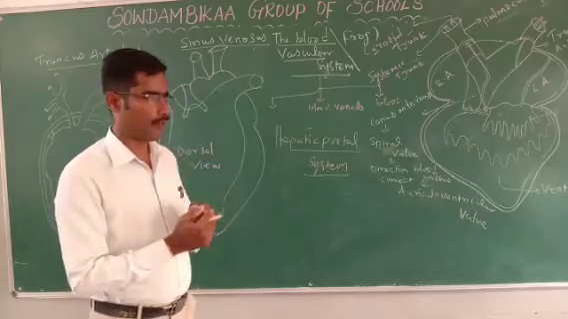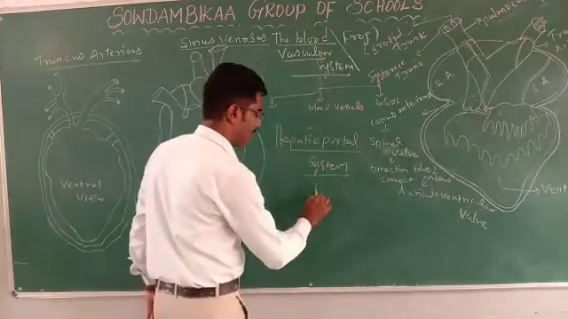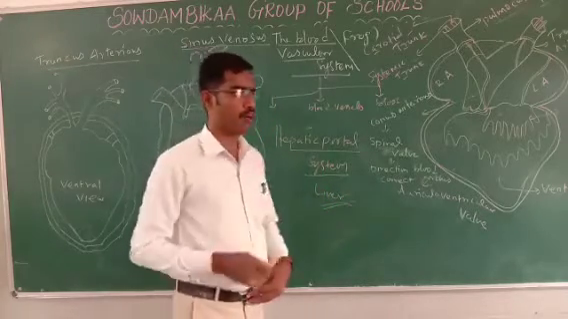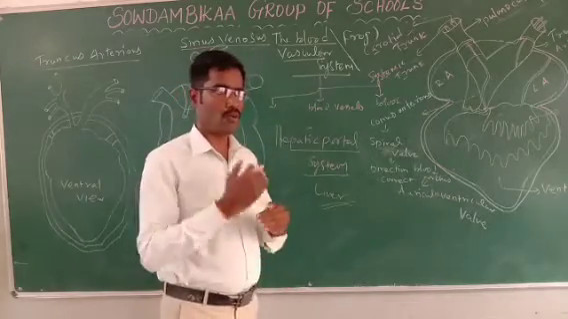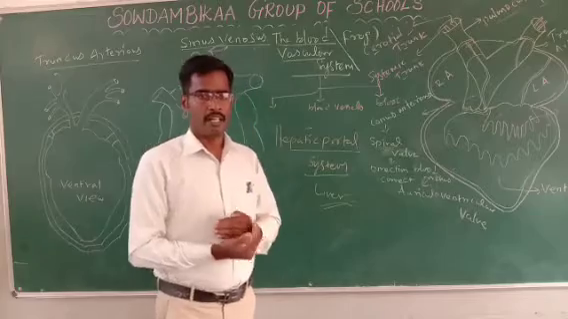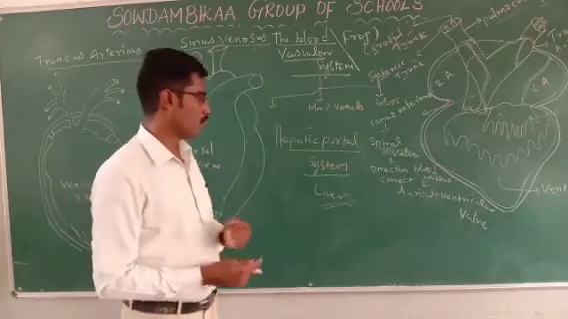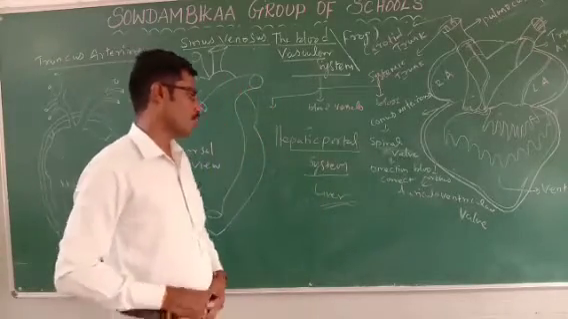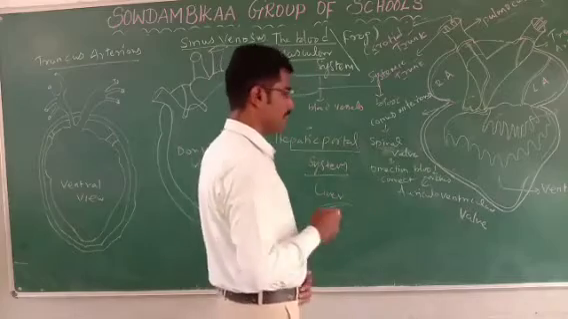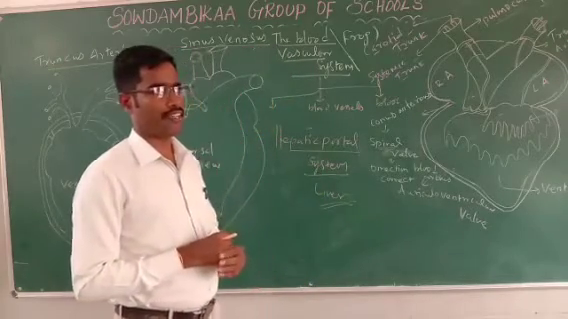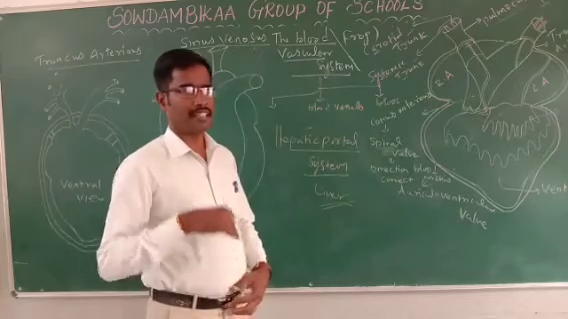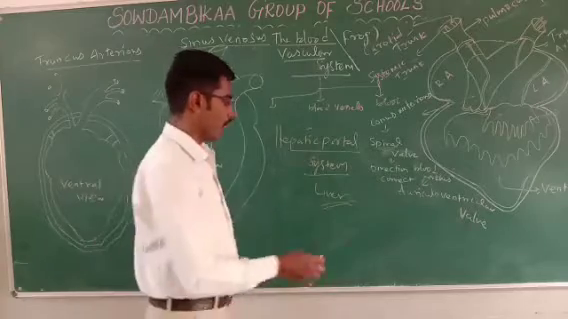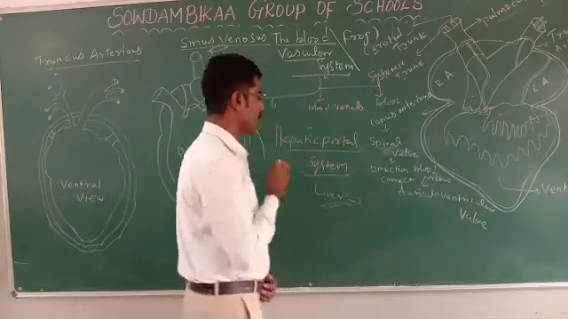This hepatic portal system, what is its function? The main function is of the liver. Hepatic means liver part. So in the liver, excessive carbohydrate, for example glucose, is converted into glycogen. Again, protein is converted into amino acids. Also, the liver contains excessive ammonia, and this ammonia is detoxified and converted for urine formation. So that is the hepatic portal system.